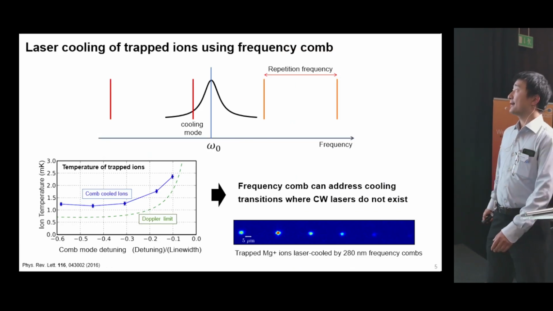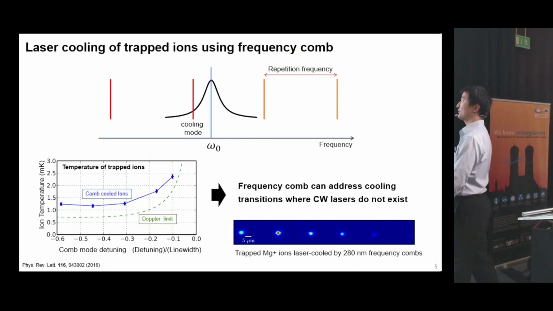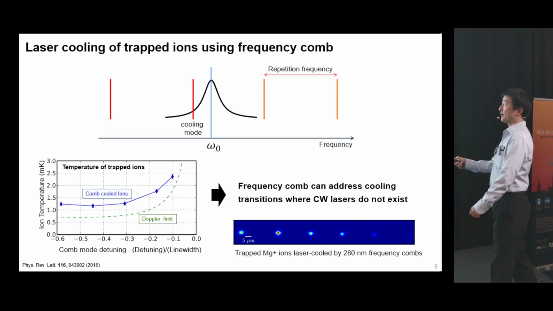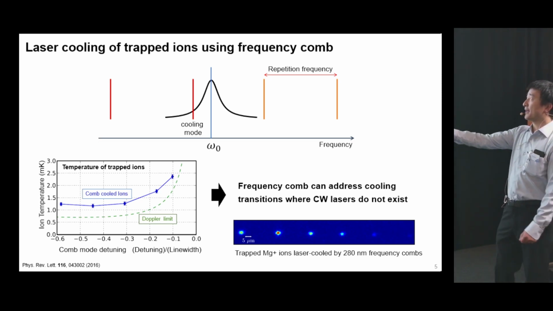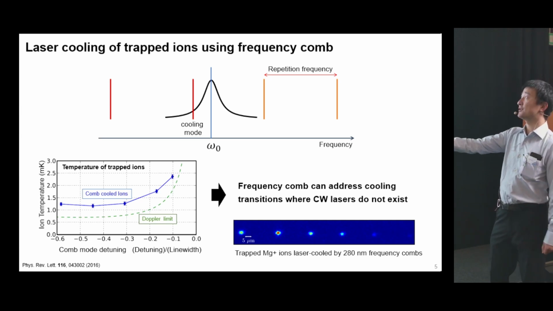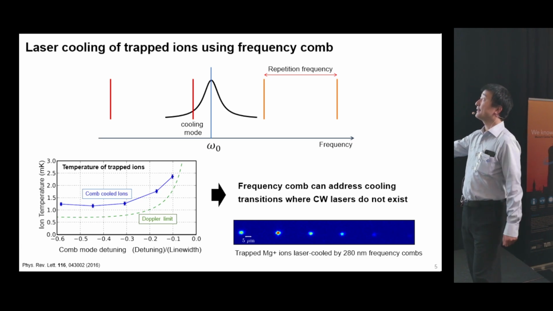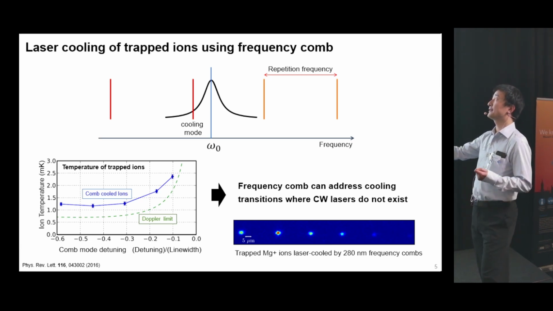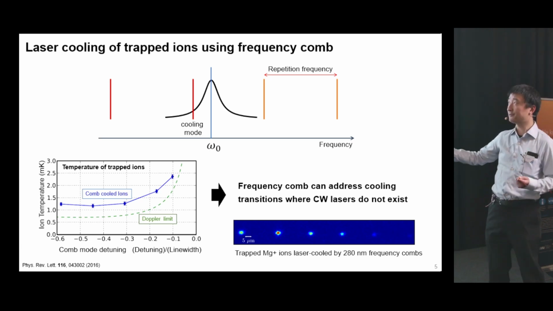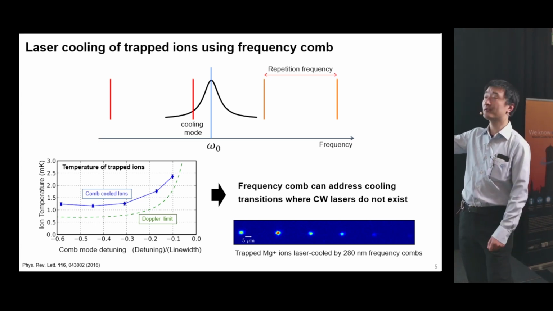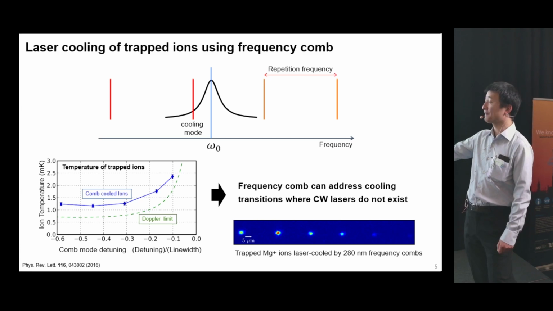Also, another interesting application of frequency combs I'd like to describe here is laser cooling. So this black line represents the cooling transition of the trapped atomic or ionic species. And we can again control these comb parameters, repetition rate and offset frequency, such that one of the comb modes exactly coincides with the cooling side of the transition.